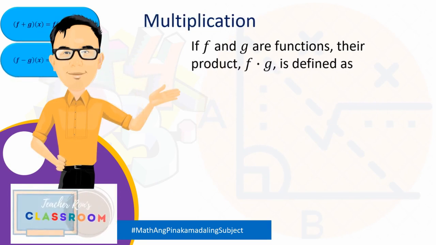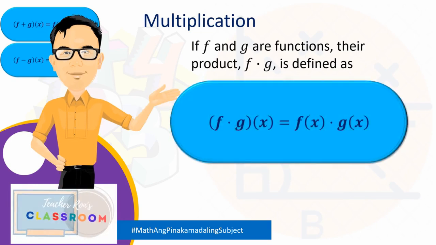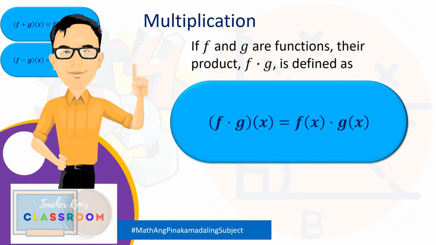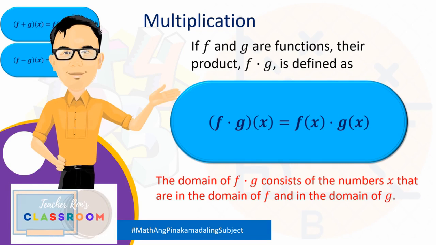Multiplication. If f and g are functions, their product f times g is defined as f times g of x equals f of x times g of x. The domain of f times g consists of the numbers x that are in the domain of f and in the domain of g.